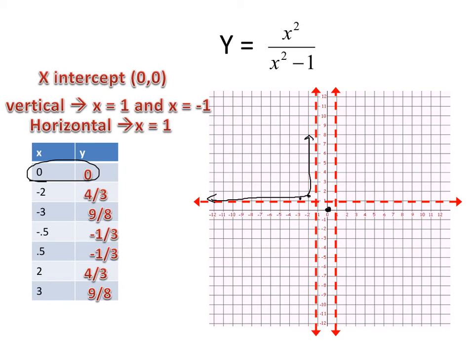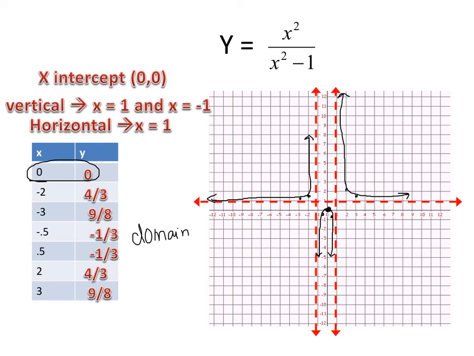And then we plot -1/2, -1/3. And then we plot +1/2, -1/3. So it looks like this, little parabola in the middle. And then we plot 2, 1 1/3. And we plot 3 and 9/8, and it looks like this. And that's our graph.